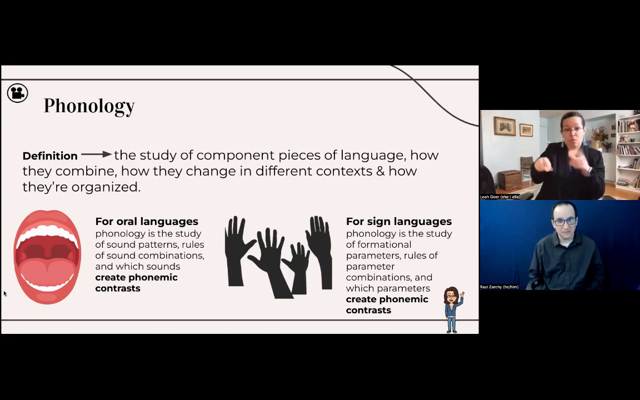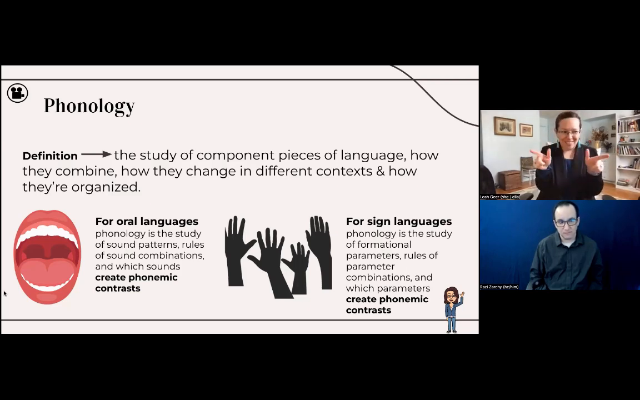Now, the reason that we sign it in that way is because the index finger in the non-dominant hand represents sign, and the dominant dynamic hand represents the formational parameters that we use for referring to these component pieces of language. And so that's one helpful way to break down the sign that we use for signed phonology.